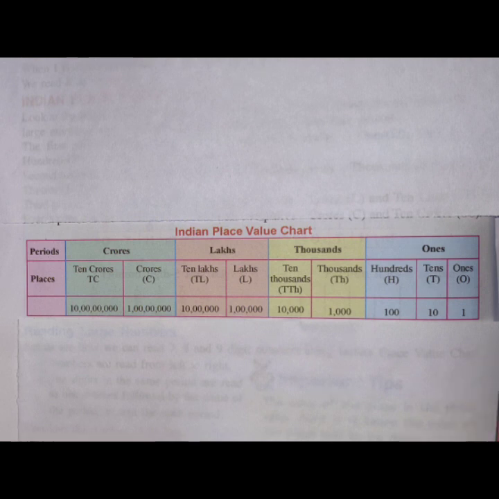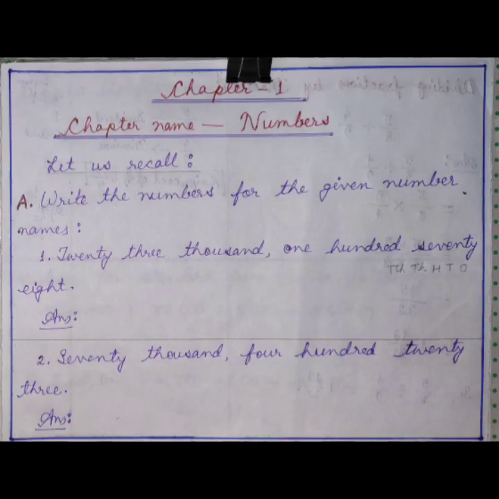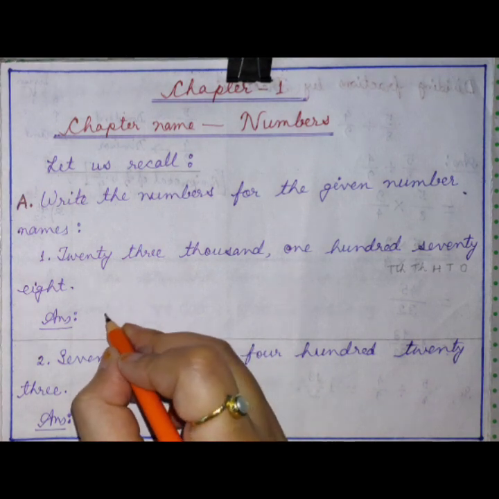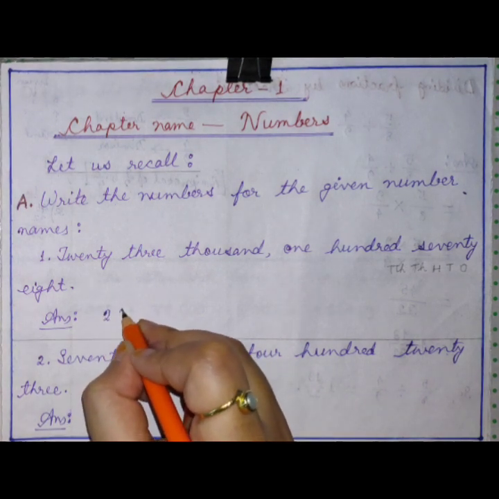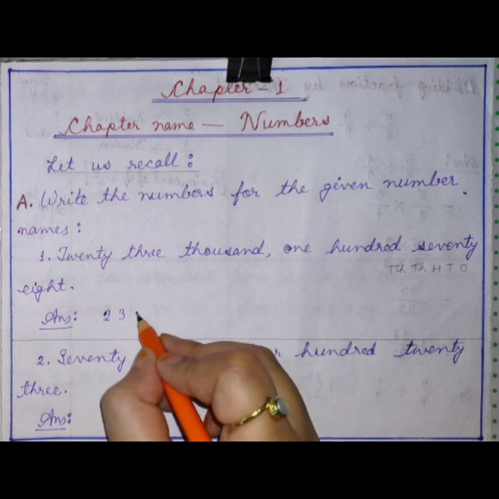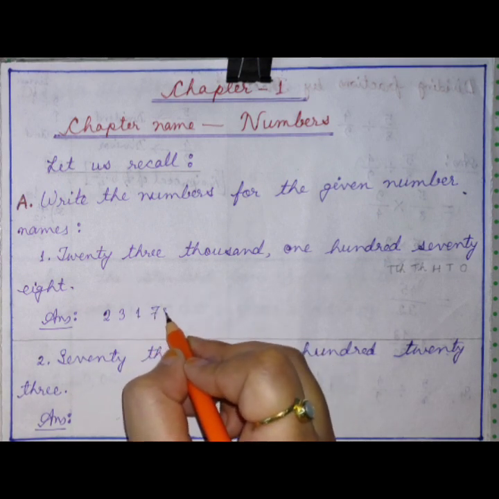Okay, this is the Indian place value chart. At the right side of the table, it is ones place, then tens place, then hundreds place, thousands, 10,000s, lakhs, 10 lakhs, crores and 10 crores. Now let us move to the question that is given. We are given 23,178, right? 23,000, that means we have to write it as 2, 3, then 1, 7, 8.